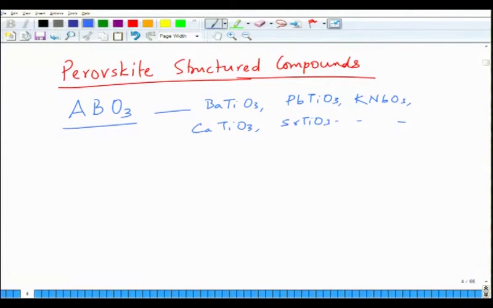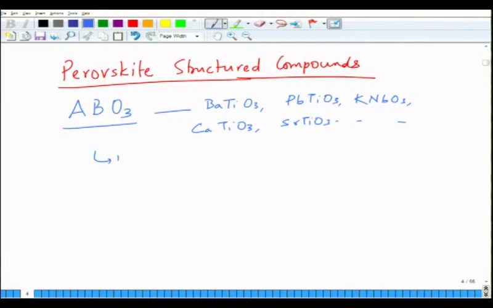Although it's cubic in many circumstances, at least some forms of these oxides are cubic, they tend to sometimes distort and make non-cubic structures. So they exist in both cubic as well as non-cubic forms. They are slightly distorted from cubic structures.